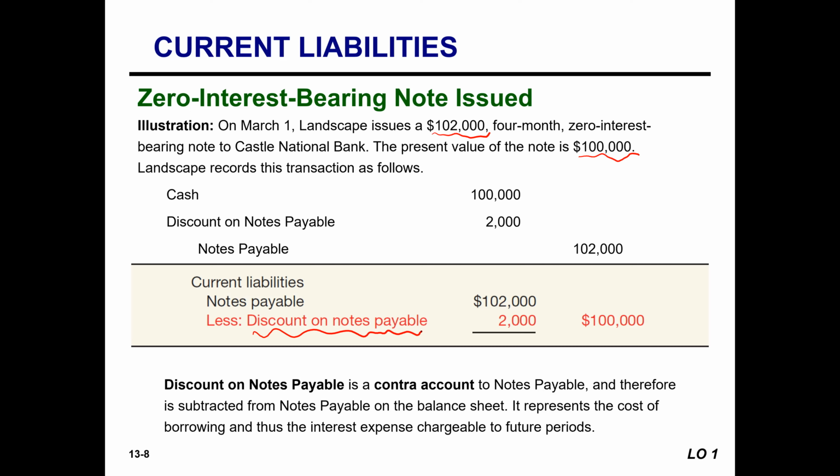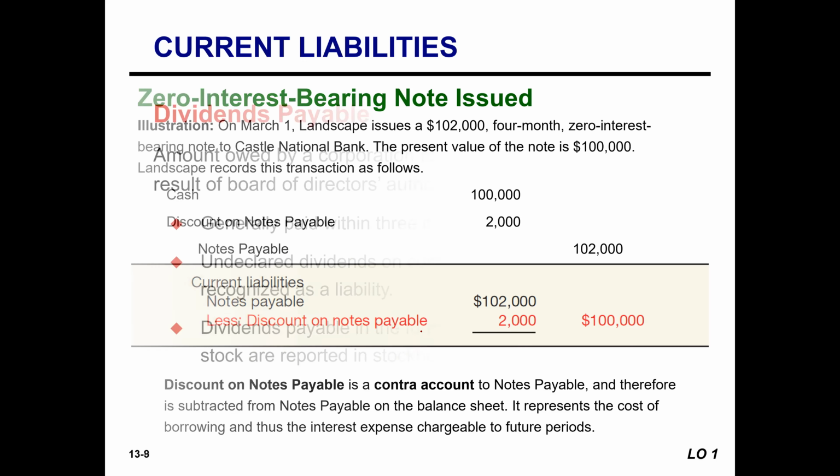And then, as we'll see, this discount on notes payable ends up as debit interest expense, credit discount on notes payable type thing, right? This debit to discount on notes payable ends up becoming our interest expense. Like it shows at the bottom of here, discount on notes payable is a contra account to notes payable and therefore is subtracted from notes payable on the balance sheet. It represents the cost of borrowing and thus the interest expense chargeable to future periods.